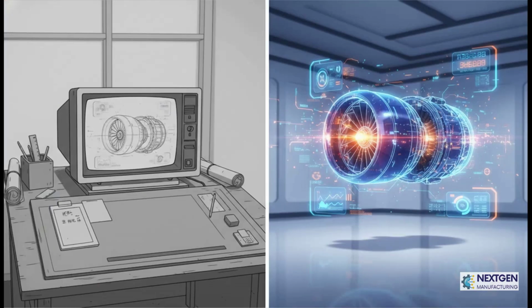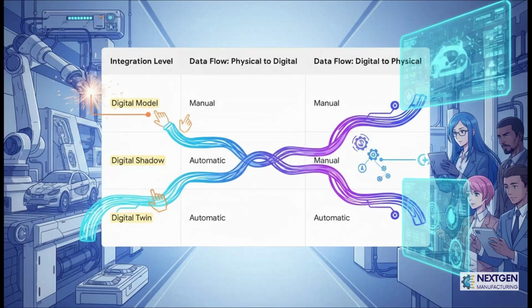So what really separates a true digital twin from the rest? Well, it all comes down to the data flow. A digital model is totally static. You have to update it by hand. A digital shadow is a step up. It automatically pulls in data from the physical world. But a true digital twin, this is the key. It creates a constant, two-way, automatic data loop. It doesn't just listen, it talks back.